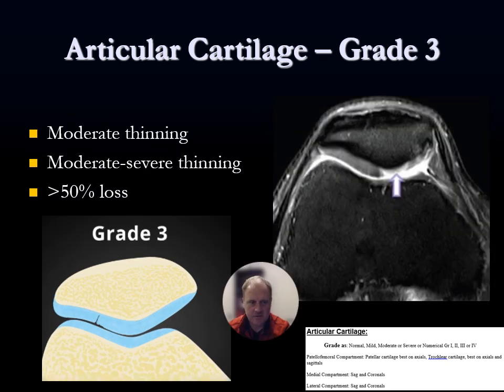Grade 3 is words like moderate thinning, moderate to severe thinning, greater than 50% cartilage loss. Here's an example of a fairly high-grade fissure. And here we have maybe some cartilage holding on at the deep margin, but really and definitely greater than 50% segmental chondral loss with some high-grade fissuring over here, even a little bit of subchondral bone change here. But the best descriptor overall for this would be grade 3 chondromalacia.